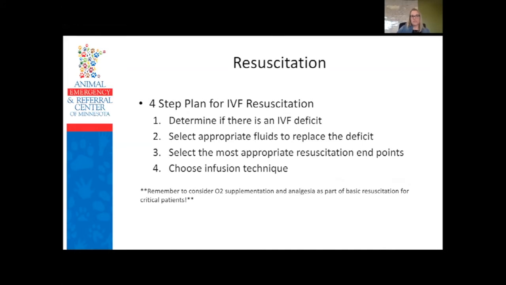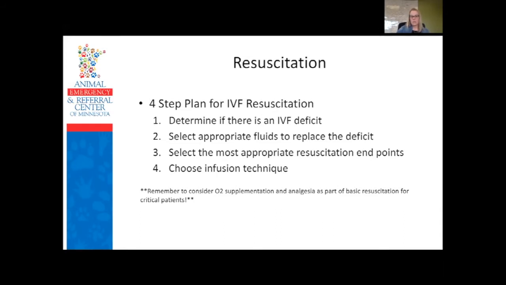So starting with resuscitation, first and foremost, there are 4 steps for successful IV fluid resuscitation. The first step is to determine if there is indeed an intravascular fluid deficit. So is your patient hypovolemic? Does it need fluids? The next step is to select the appropriate fluids to replace that deficit. And you also have to pick the most appropriate endpoints and the appropriate infusion technique in order to do so.